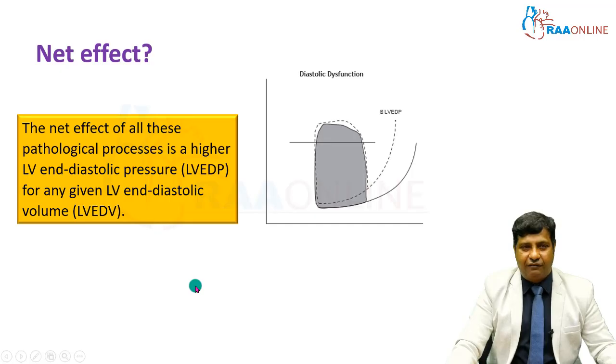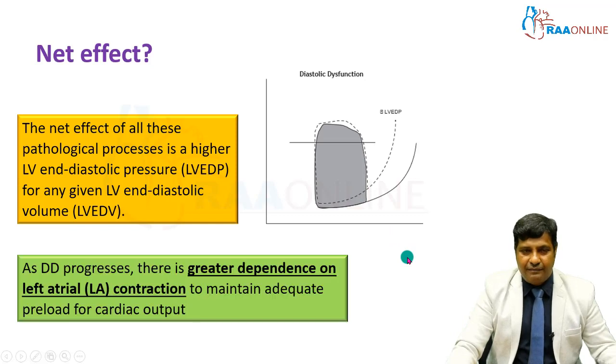So what is the net effect? The straight line is the normal pressure volume loop under normal conditions, whereas this dotted line is the pressure volume loop of the patient with diastolic dysfunction. Because of all the effects we have discussed earlier, the pressure volume loop is shifted up and shifted to the left. That is, for any given left ventricular end diastolic volume, the left ventricular end diastolic pressure is going to be high.